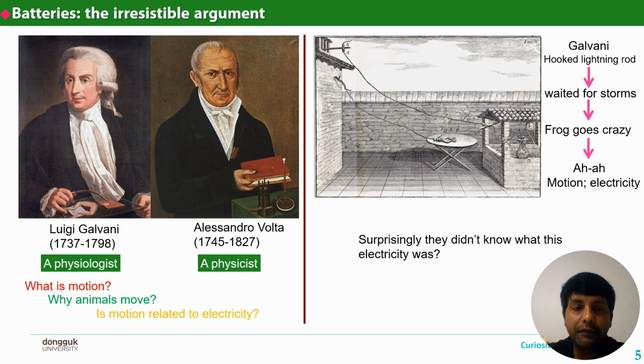For instance, Galvani, to prove that it is motion which generates electricity, hooked up two wires to a dead frog and waited for thunderstorms. What happened when the thunderstorm came? The frog vibrated, and this led to a motion, which Galvani called animal electricity. Surprisingly, at that particular time, electricity was not well known.